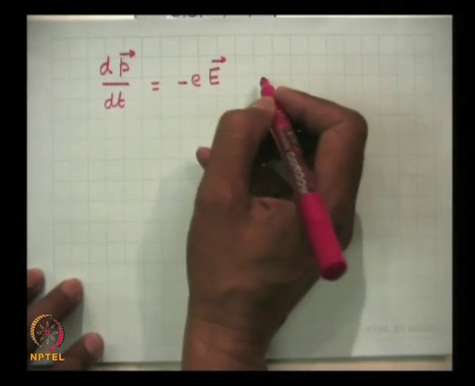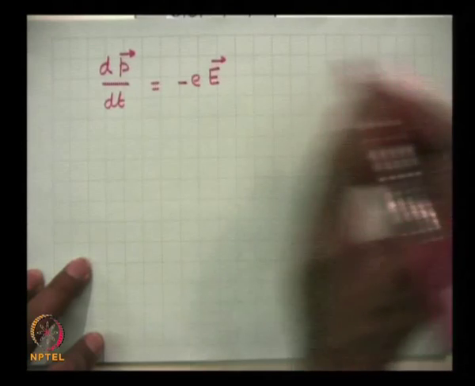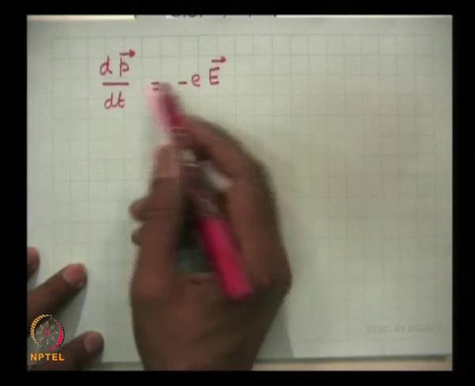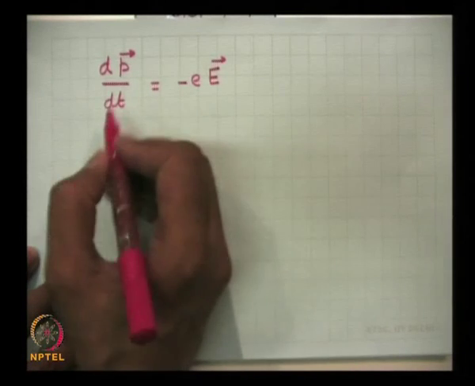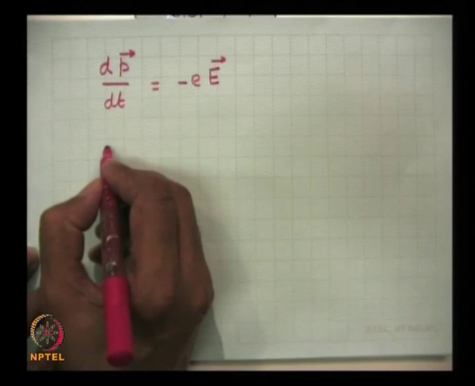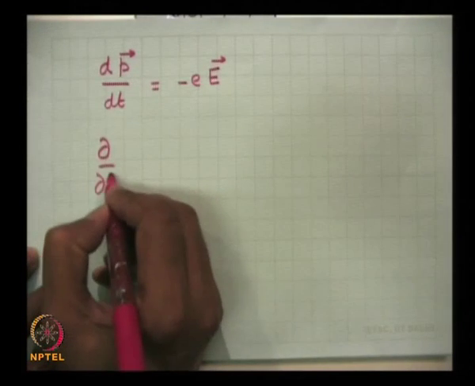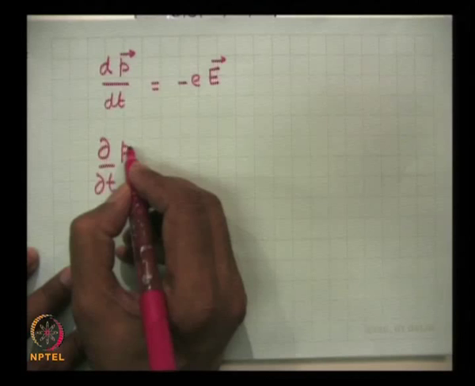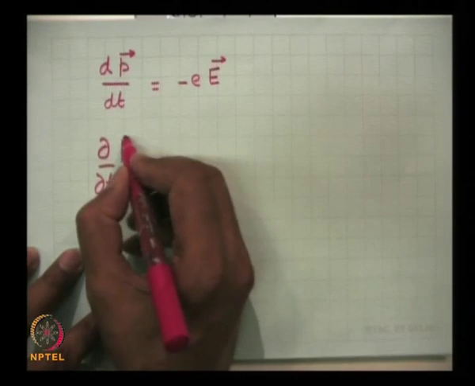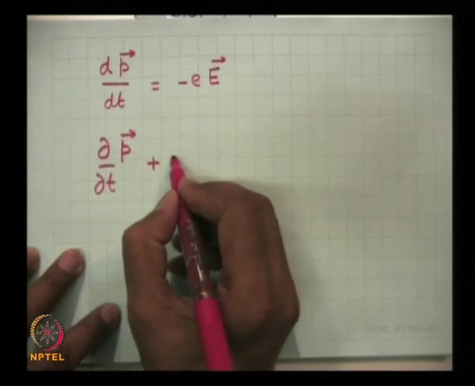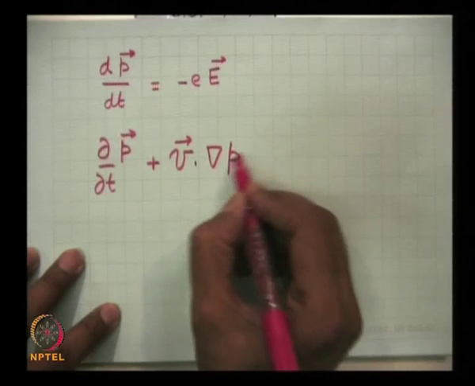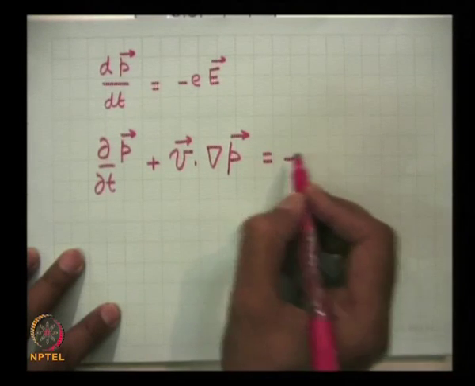I forget the collisions, I forget the magnetic field, I forget the pressure term for the electron beam response. So, I want to solve this equation. As I mentioned before, the total time derivative of momentum can be written as the partial time derivative of momentum of the electron fluid, this is the average momentum of the electron fluid, plus V dot del P is equal to minus eE.